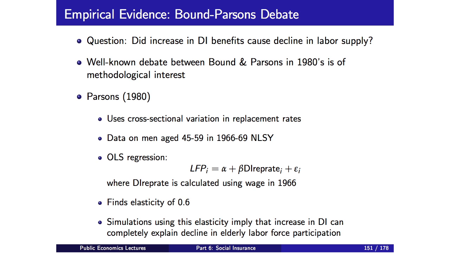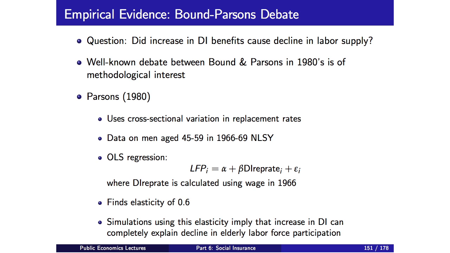He uses cross-sectional variation in replacement rates. Precisely because DI benefits depend upon your past earnings, you're going to see that some people end up being eligible for higher DI replacement rates than others. So you might get 60% of your past income, and I might get 30% of my past income when we claim. He uses a data set from the 1966 to 69 NLS on men aged 45 to 59. Usually people focus on slightly older individuals where the claiming rates are a little bit higher, and you'd be eligible for the program.